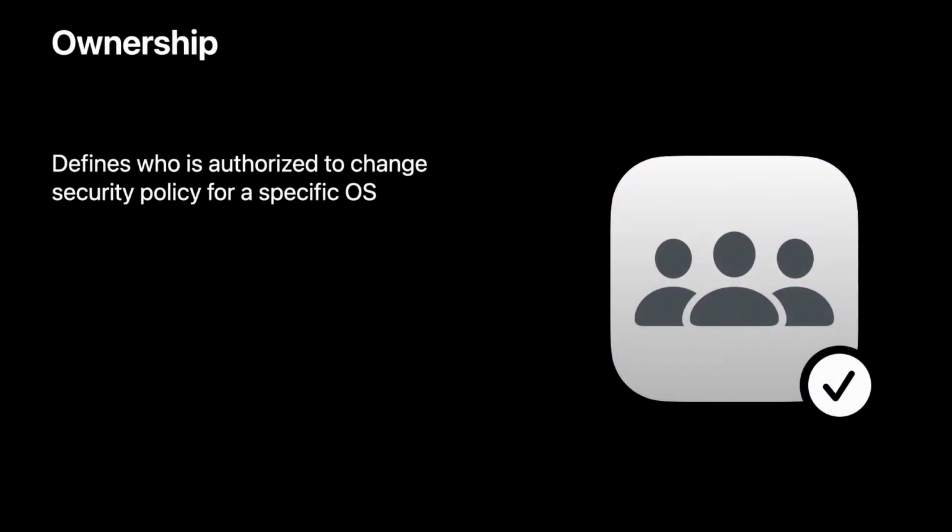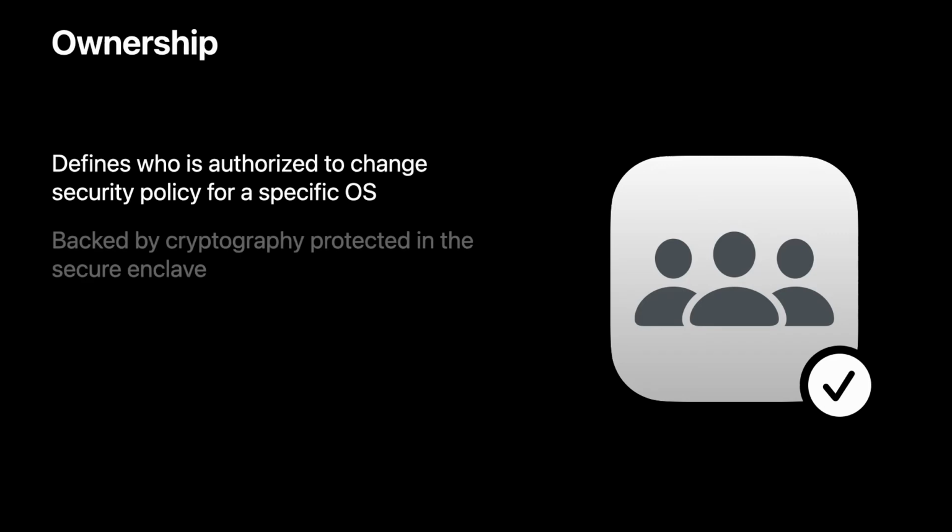Mac computers with Apple Silicon introduced the concept of ownership. Ownership can loosely be defined as the user who has first claimed a Mac for configuring it for their use and is not tied to true legal ownership or chain of custody. Ownership defines who is authorized to make changes to the startup security policy for a specific install of macOS. The security policy defines the restrictions around which versions of macOS can boot on Mac computers with Apple Silicon, as well as how and if third-party kernel extensions can be loaded or managed. Ownership is backed by cryptography protected in the Secure Enclave and should really be more of an implementation detail versus a primary consideration for deployment.